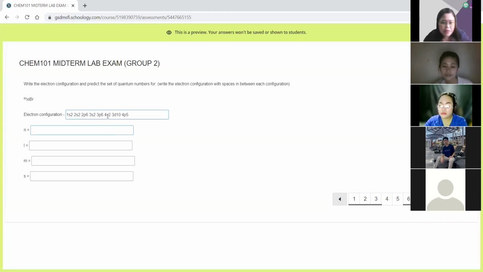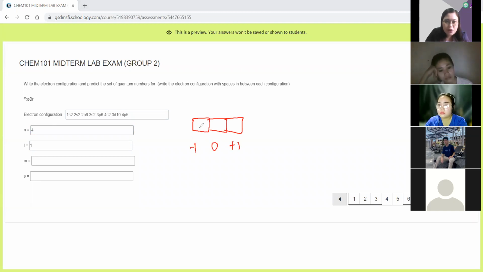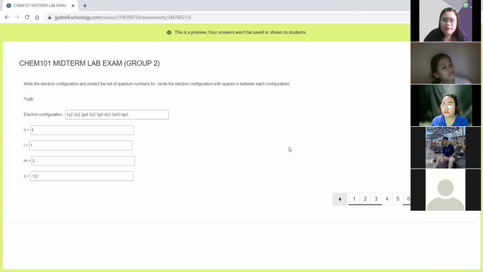So the largest number there is also 4, but it ended with p. So l is equal to 1. And then for the magnetic quantum number, p has 3 orbitals. So if we fill in the 5 electrons, 1, 2, 3, 4, and 5, we ended in the 0 orbital. So the magnetic quantum number is 0 and it's spinning down, so -1/2. Okay, that is for the bromine.